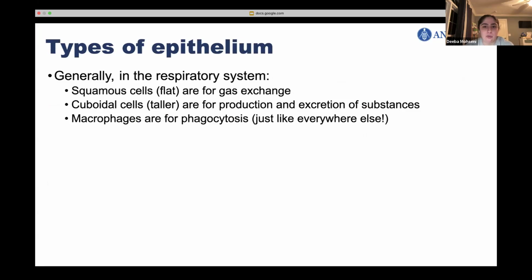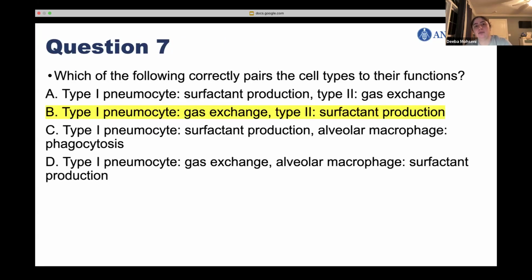A good way that I like to think of it is the flatter it is, the easier it is for things to get in and out. If any of you like to cook, think about how the thinner you make something, the quicker it cooks, whereas if it's super thick, it takes a lot longer. Gas exchange is a very quick process, so you don't want your gases to have to go through a very tall cell. It takes a lot more energy, a lot longer, and it's just kind of inefficient.